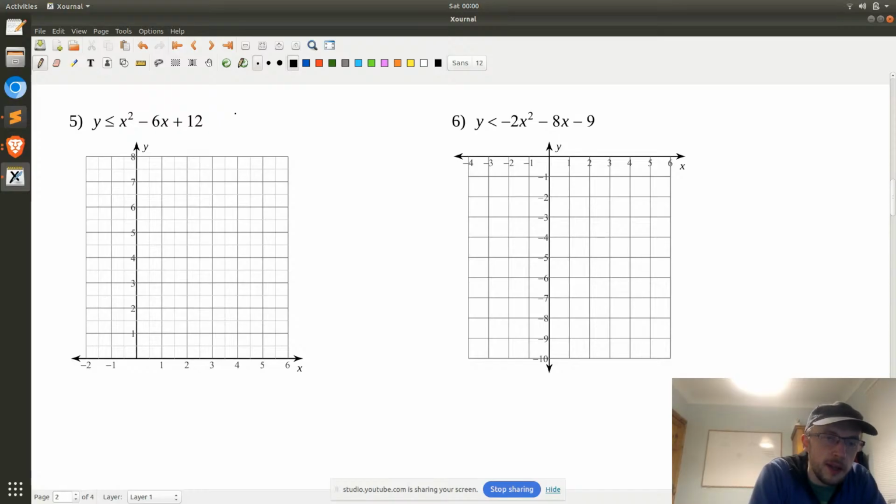Need to find the roots of this. So what? 2 and 6 don't work. Neither do 3 and 4. I tried the discriminant, b squared minus 4ac, and I get 36 minus 48. So it has no real roots. And therefore it's sort of floating above the x-axis.